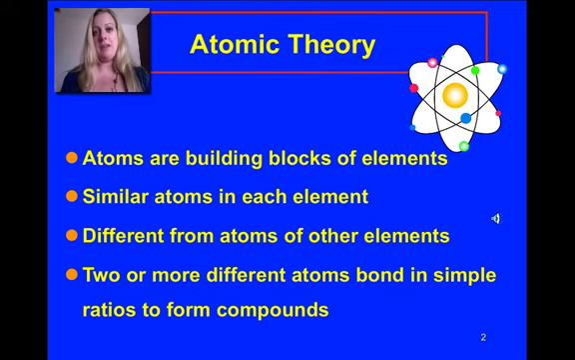We'll talk about what an element is later, but specific types of atoms is another way to think of what an element is. They're different from atoms of other elements. So if the atoms look different, that means they are a different element, okay? So two or more different atoms will bond in simple ratios to form compounds. So when we have two elements that are going to bond together, we would call that a compound. Okay, so we're going to talk about all of those things today.